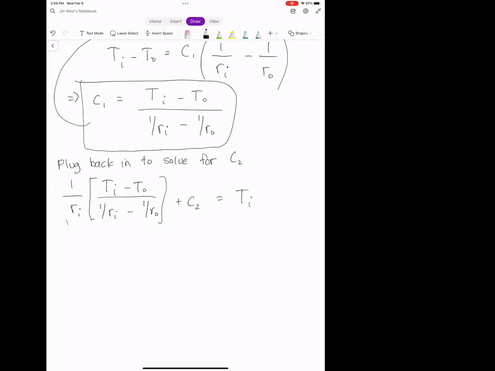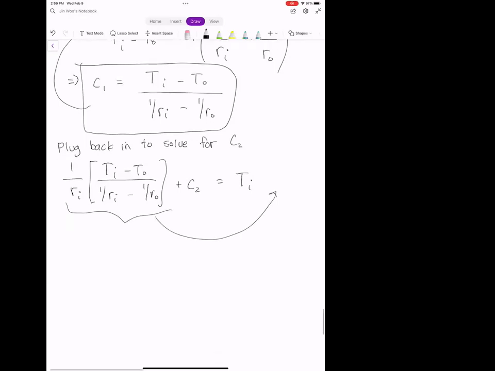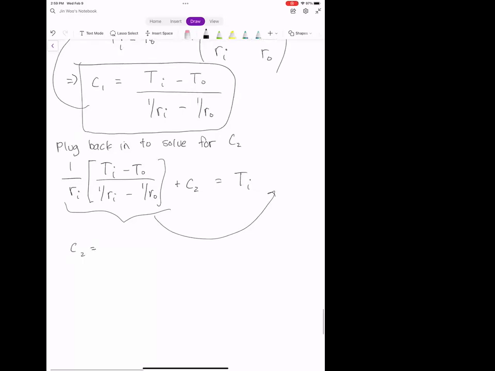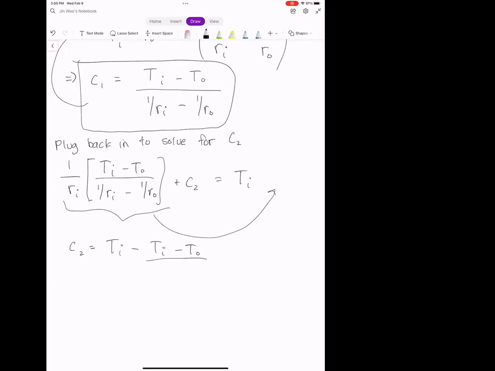And so to solve for C2, all we have to do is take this and subtract it from that side of the equation. If we do that, we get C2 is equal to Ti minus (Ti minus To) all divided by 1 over Ri minus 1 over Ro.